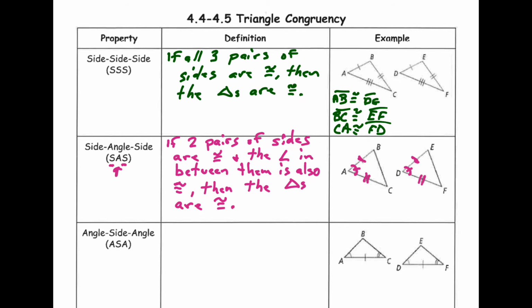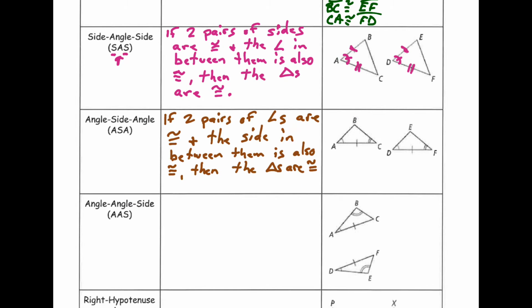All right, next one. So if 2 pairs of angles are congruent and the side in between them is also congruent, then the triangles are congruent. So once again, if we have 2 pairs of angles here, so there's one pair, angle D and angle A, and the other pair being angle C and angle F are congruent, and the side that's in between them, so AC and DF, then we know that those 2 triangles are also congruent. That's enough information to know that those 2 triangles are congruent.